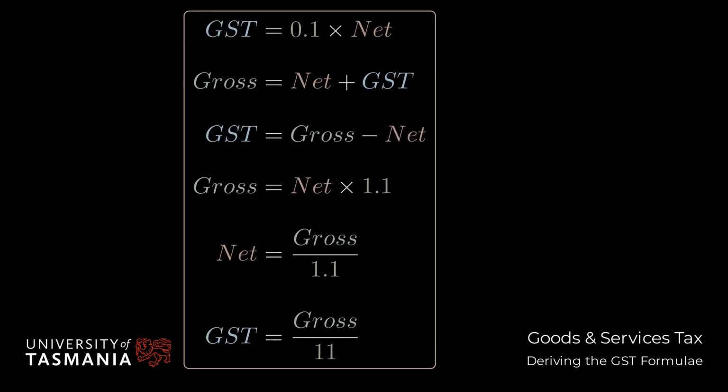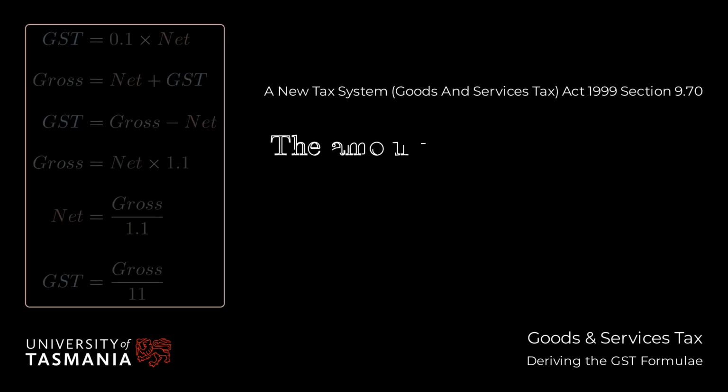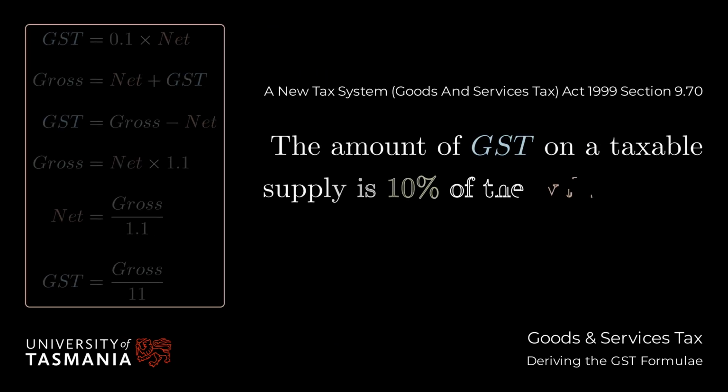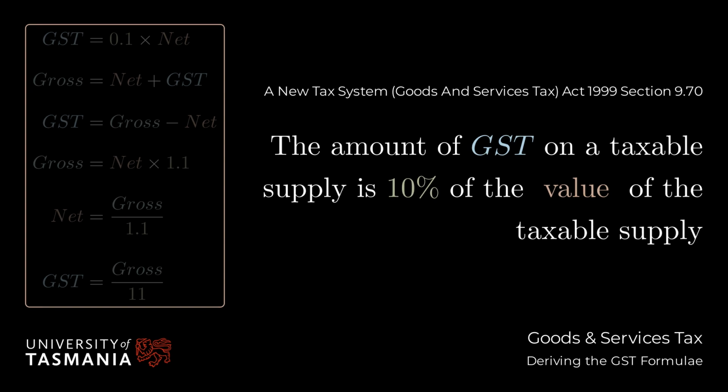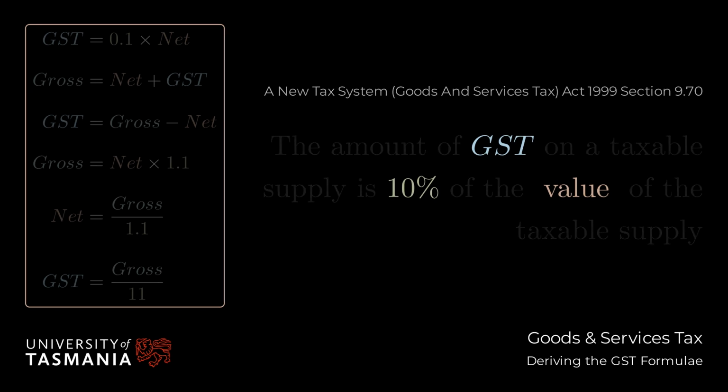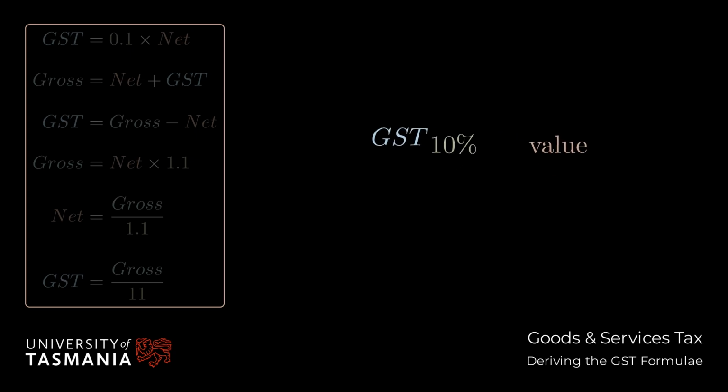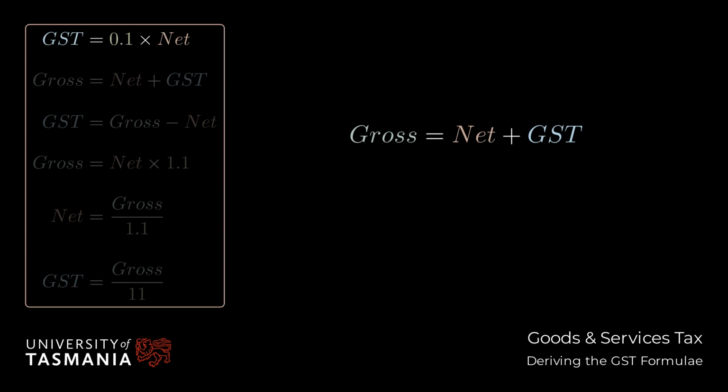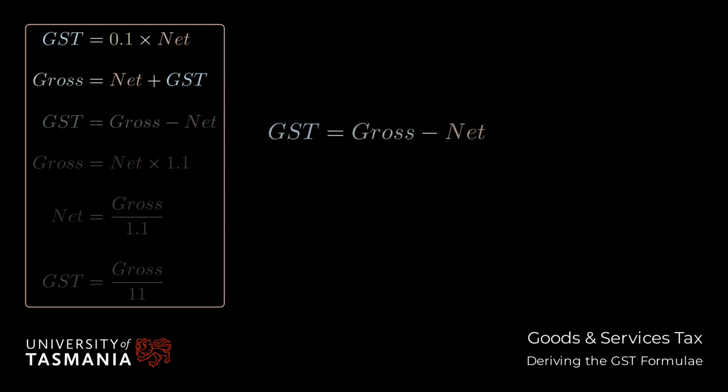Section 9-70 of the Goods and Services Tax Act tells us the amount of GST on a taxable supply is 10% of the value of the taxable supply. GST is simply 10% of the taxable value, or mathematically 0.1 times the net amount. In any GST calculation, the gross amount is made up of two parts, the net amount and the GST. From this relationship, we can rearrange to find net or GST, depending on what we're solving for.